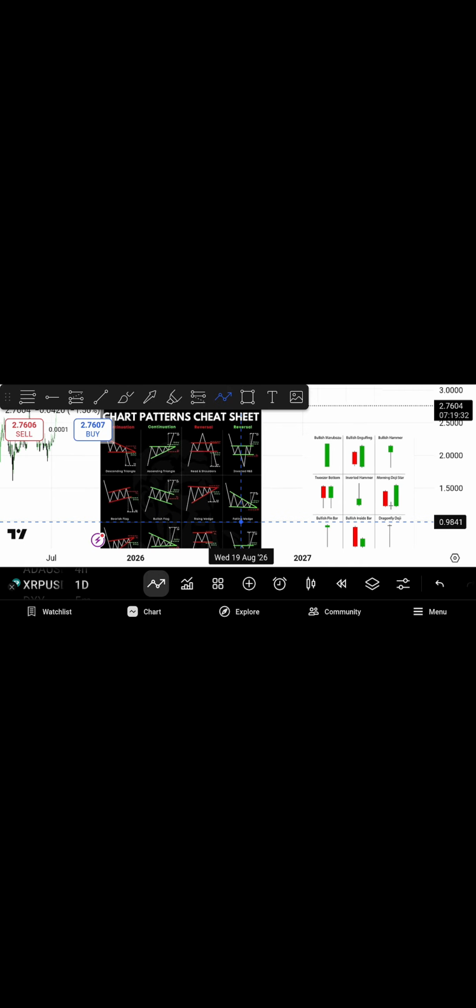The next one is the falling wedge, which forms in a downtrend. When you see a falling wedge on a downtrend, it gives you a possible reversal from that downtrend to an uptrend, like you see here. So you need to understand this, guys. The next two are double top and double bottom.